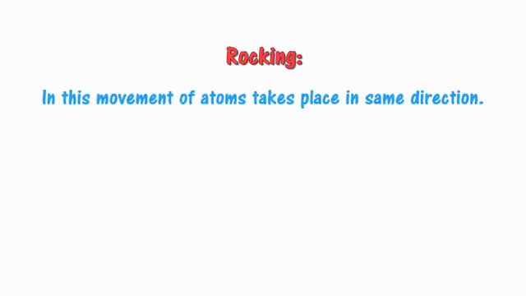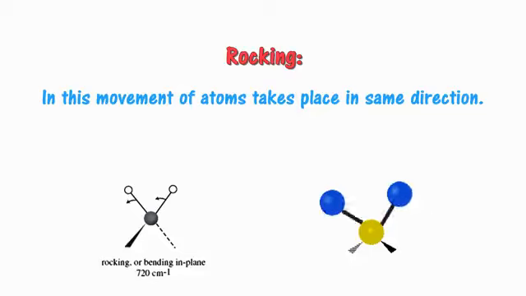In rocking vibration, movement of atoms takes place in the same direction. In the image we can find the movement of atoms is shown by arrows and takes place in the same direction, and it can be better understood by this 3D diagram where movement of atoms takes place in the same direction, and that is called rocking vibration.